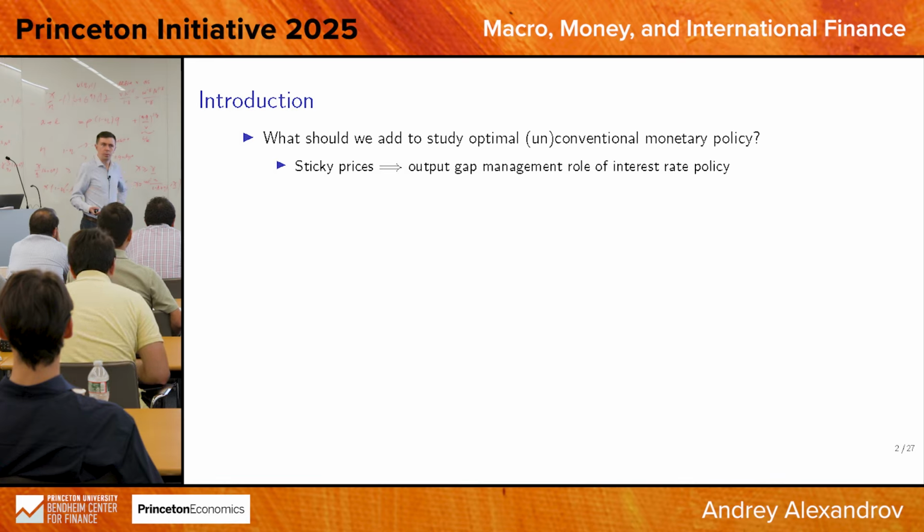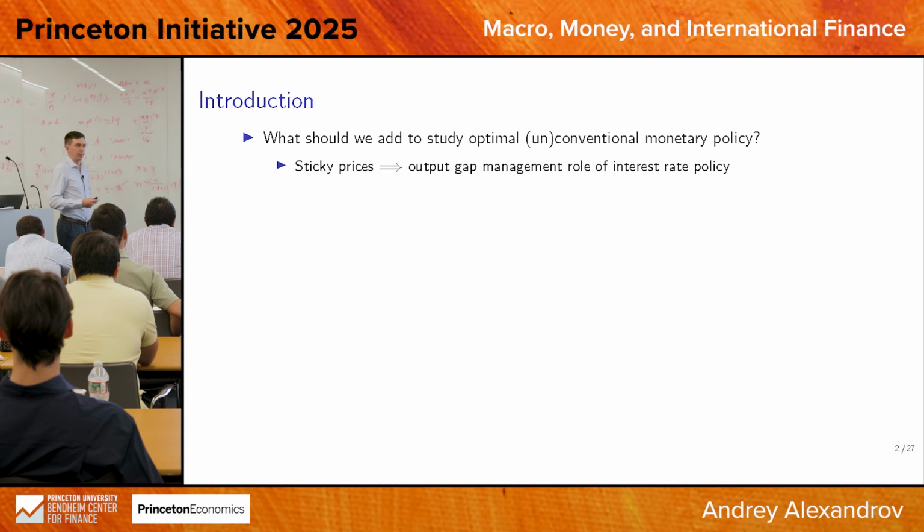Talking about optimal monetary policy in the flex price model can be tricky, and I think when people at the central banks think about optimal monetary policy, that's what they have in mind, or at least that's the thing that comes to their mind first.